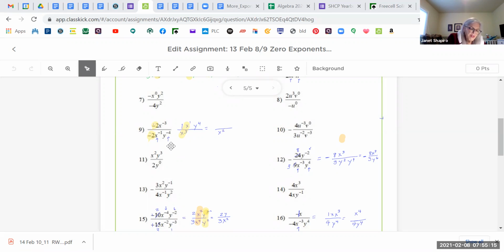My y's only are in the numerator, so my answer stays just in the numerator. I can write a 1 in front, but I don't need to. It's a hidden piece of information. It's understood. Let's look at number 10.